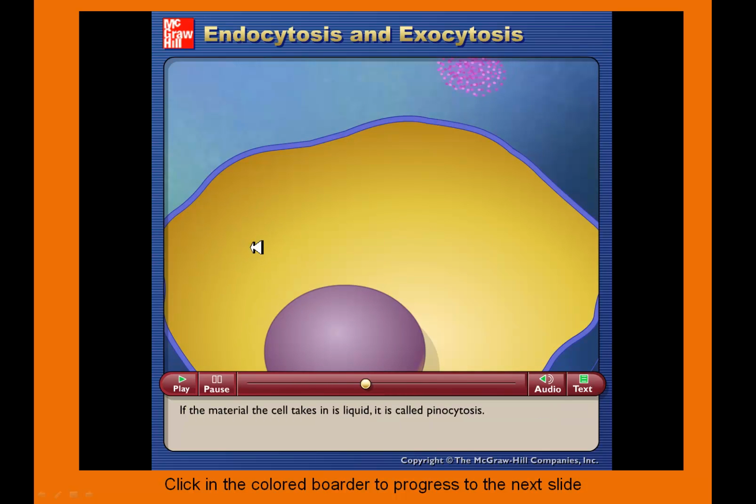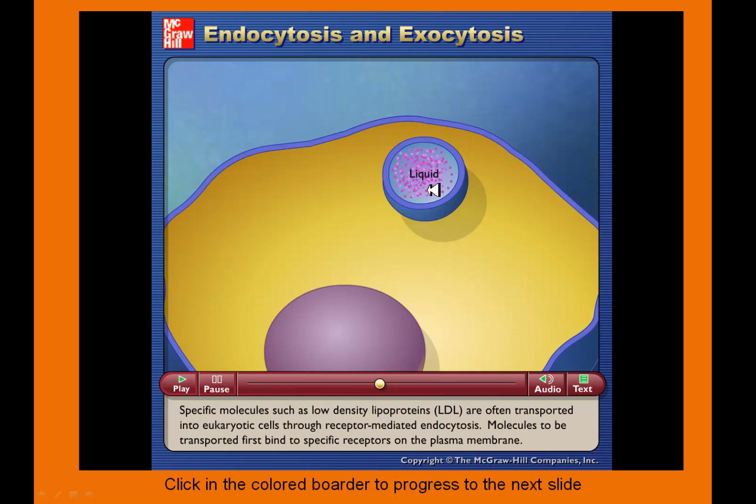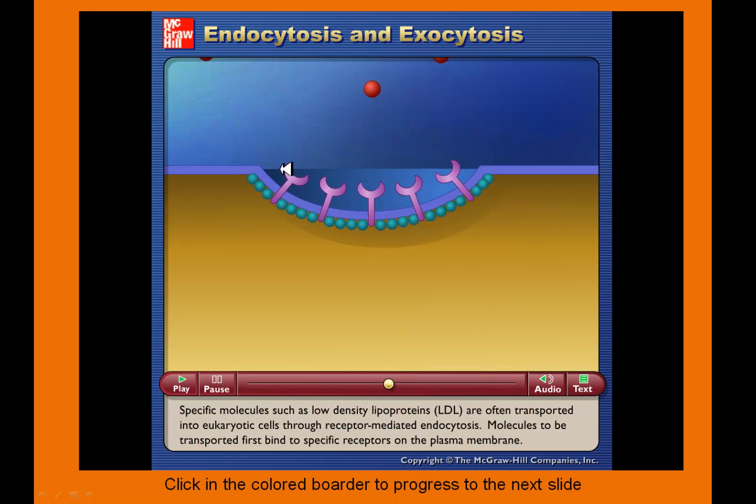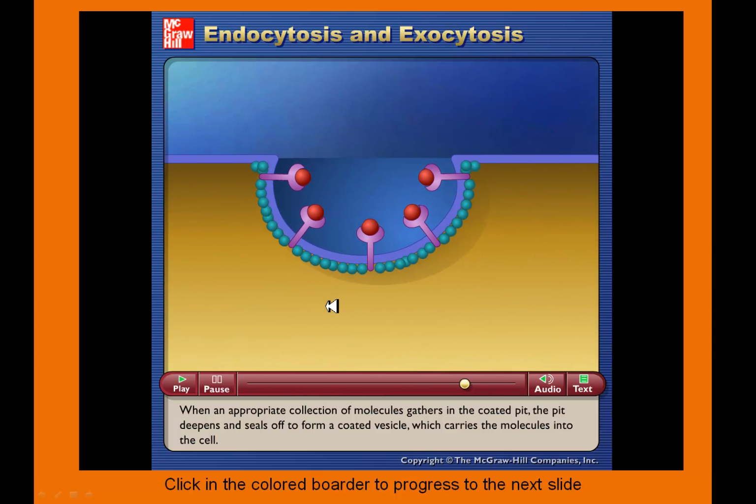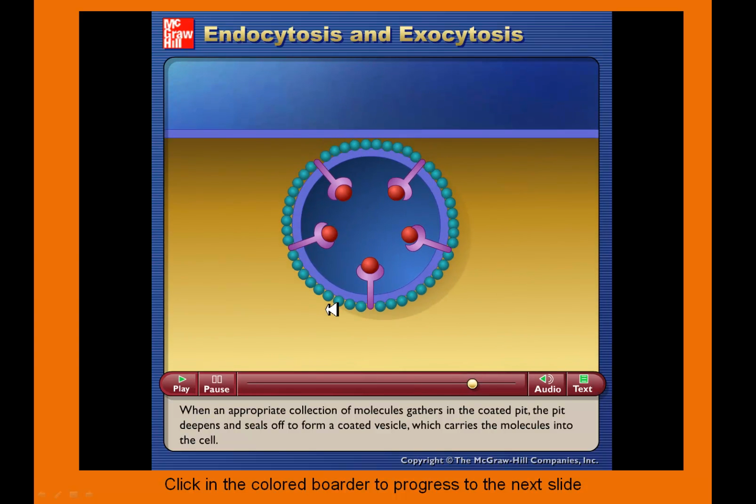Notice the cell membrane goes completely around the material. If the material the cell takes in is liquid, it is called pinocytosis. Specific molecules, such as low-density lipoproteins, LDL, are often transported into eukaryotic cells through receptor-mediated endocytosis. Molecules to be transported first bind to specific receptors on the plasma membrane. The interior portion of the receptor protein is embedded in the membrane. The protein clathrin coats the inside of the membrane in the area of the pit. When an appropriate collection of molecules gathers in the coated pit, the pit deepens and seals off to form a coated vesicle, which carries the molecules into the cell.